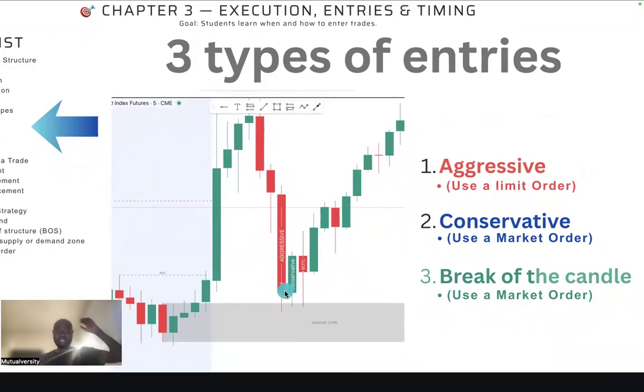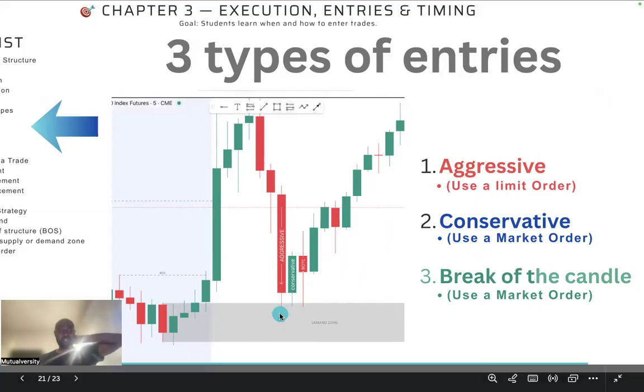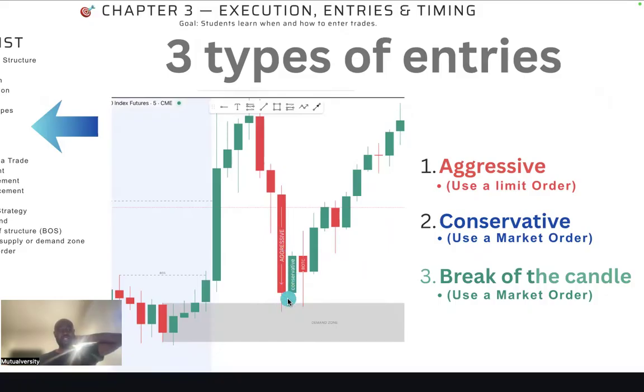The aggressive entry is more risky. Conservative, as you can see from the word, is a bit safer. And the break of the candle is safe as well, but all of them have their pros and cons. The aggressive entry, you can enter when price taps your demand zone and goes with you. Now you can wait for the conservative entry, but you might enter up here when price has already left. And break of the candle can be all the way up here, and you have missed out on all that money. So let me explain.